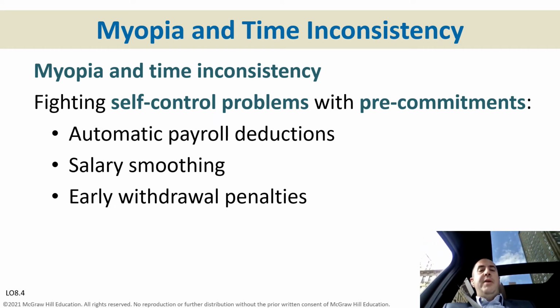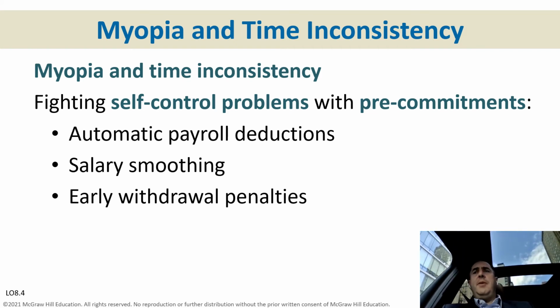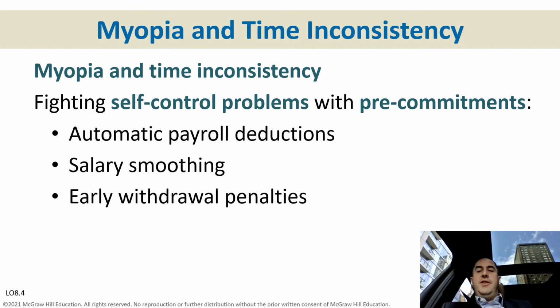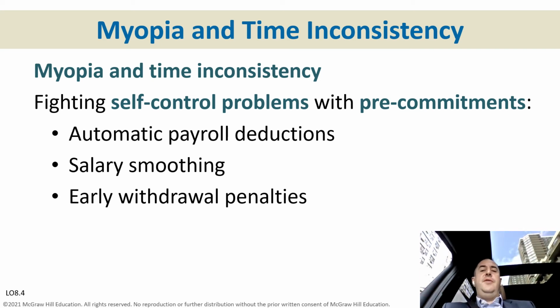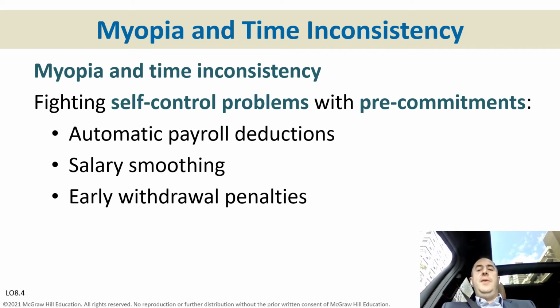Time inconsistency causes people to systematically misjudge in the present what they will want to do in the future, so your future self ends up disagreeing with your present self. This is a major cause of self-control problems. The key to fighting time inconsistency and self-control problems is to have a good understanding of what your future self is likely to want. You can make pre-commitments and take actions ahead of time to prevent your future self from doing too much damage. So other things that can be done here: automatic payroll deductions, salary smoothing.